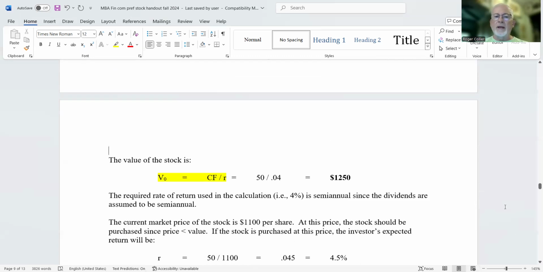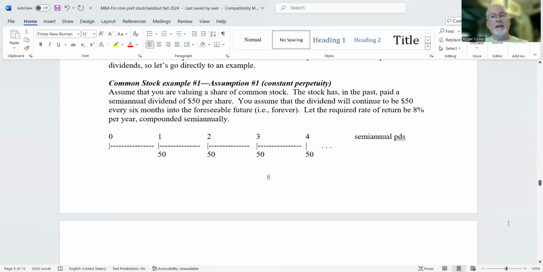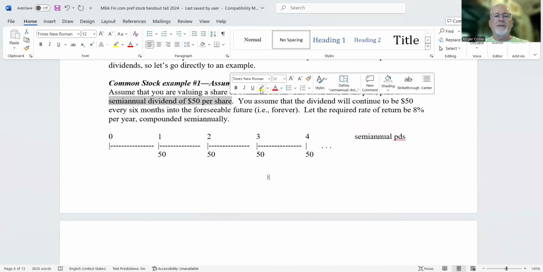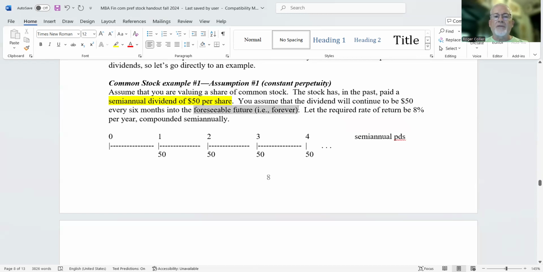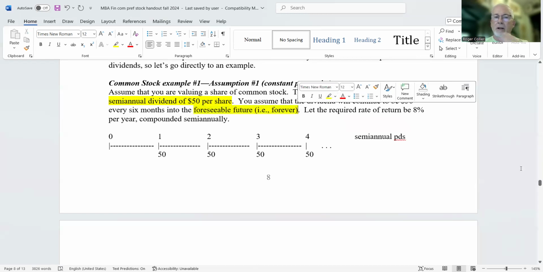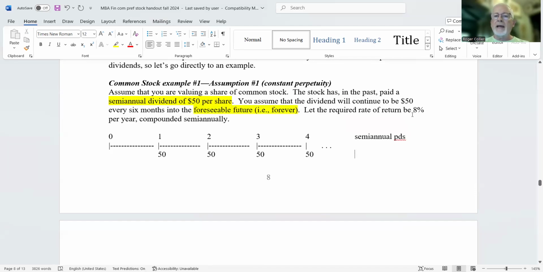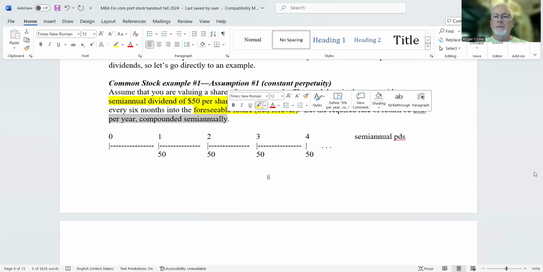Right? So here's a quick example, quick because we've done this before. We're trying to find the value of common stock. The common stock is paying a semi-annual dividend of $50 a share. So that semi-annual cash flow or dividend is 50. We're assuming that that continues into the foreseeable future or forever. And our required rate of return is 8% a year compounded semi-annually. Right? So we've got all we need.